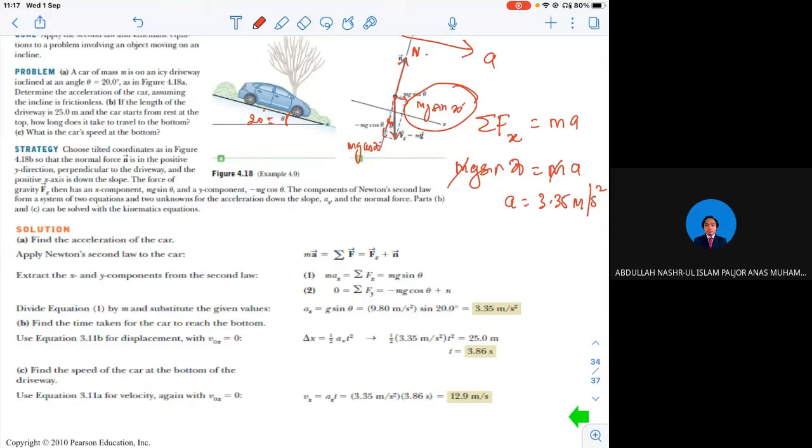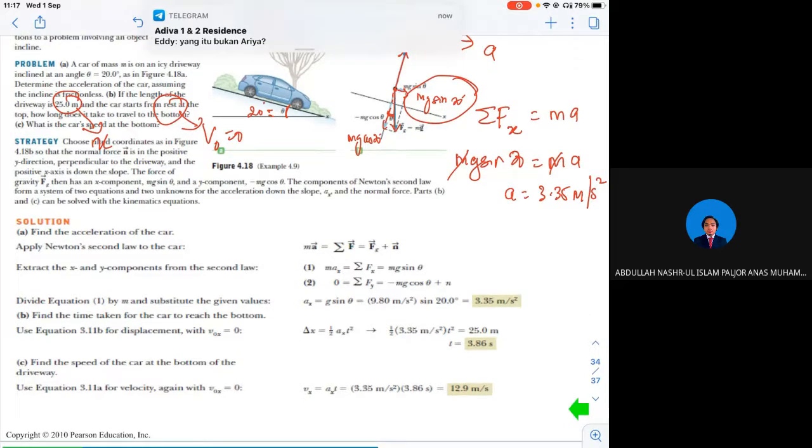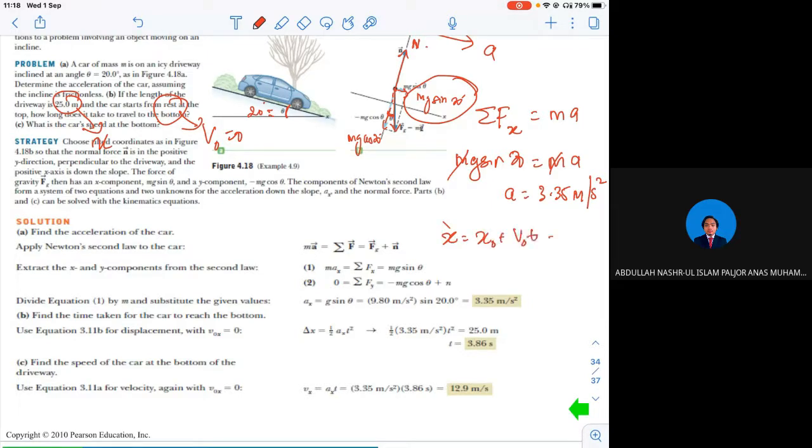Okay, you can try it out, right? So that is the acceleration. Part B: the length of the driveway is 25 meters and the car starts from rest. So this one is x, this one is v0. How long does it take to get to the top? So they want to find t. So delta x equals x naught plus v naught t plus half a t squared.